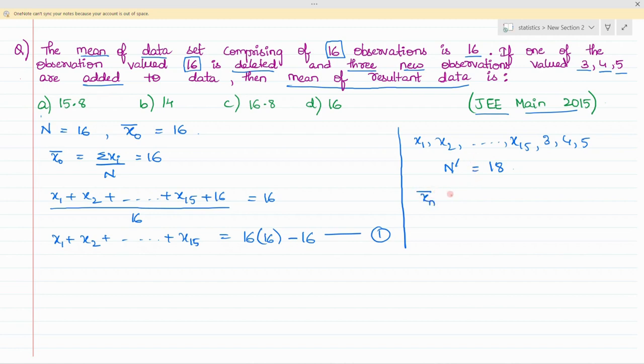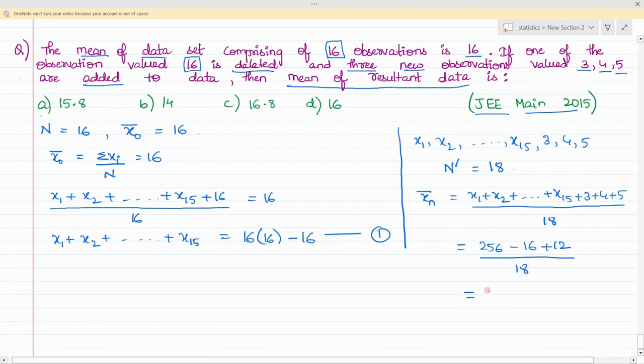So the new mean will be x1 plus x2 so on till x15 plus 3 plus 4 plus 5 upon n dash, that is 18. And this value we know from equation 1, so it becomes 256 minus 16 plus 9 plus 3, 12, upon 18. So when we simplify this, we'll get 14. Therefore, the mean of the resultant data is 14, that is option number B.